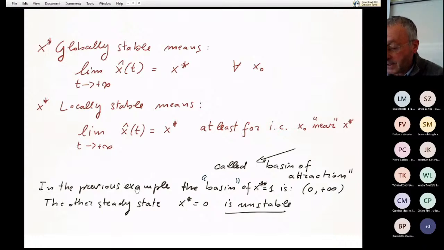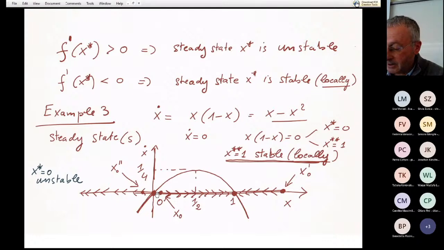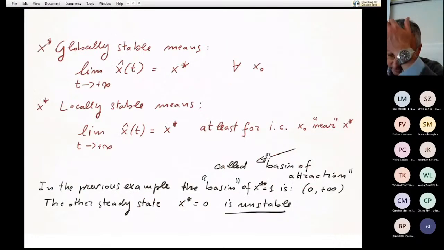In the previous example, the basin of attraction of the locally stable steady state is from 0 to plus infinity. It's enough to start slightly on the right of 0 to converge to 1. Any other value will converge to 1. But if we start at 0 or on the left of 0, the behavior will be different. So the basin of attraction of the stable steady state x star star equal to 1 is the interval from 0 to plus infinity. This also means that if we restrict our analysis to the interval 0 to plus infinity, over that interval it can be considered globally stable. This is just mathematical definitions, depending on which domain we consider. The other steady state is unstable.